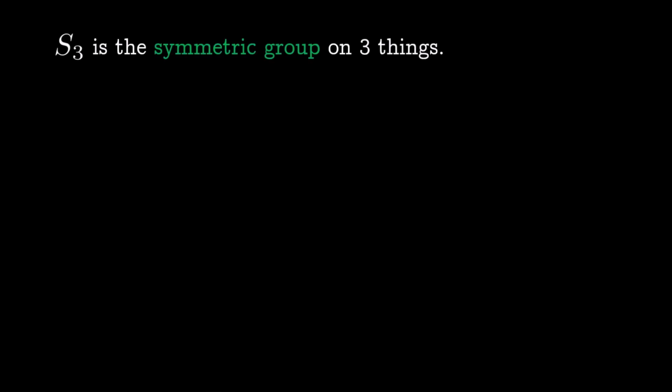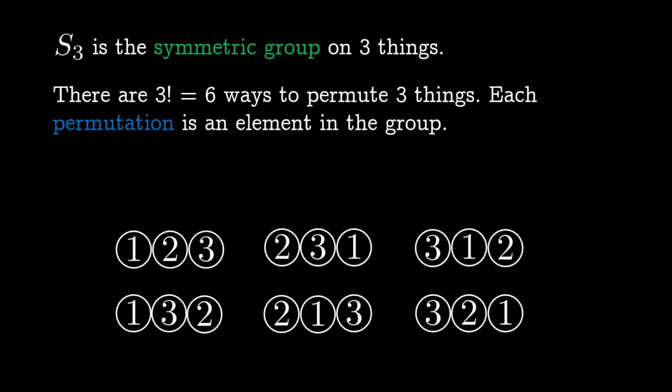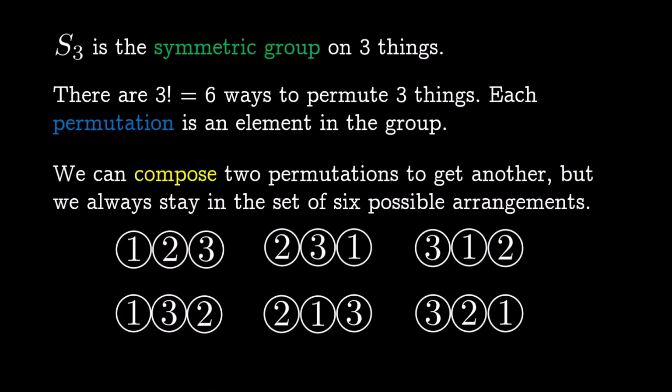Groups don't have to be infinite either. S3, the symmetric group on three things, is finite and actually pretty small. There are 3 factorial equals 6 ways to permute 3 things, and each permutation is an element in our group. Here they are. No matter what 3 things we have, we can always label them 1, 2, 3, and then these 6 arrangements are all of the possible ways we can order them. We can put together 2 permutations to get another one, but no matter what, we always stay in our set of 6 possible arrangements.